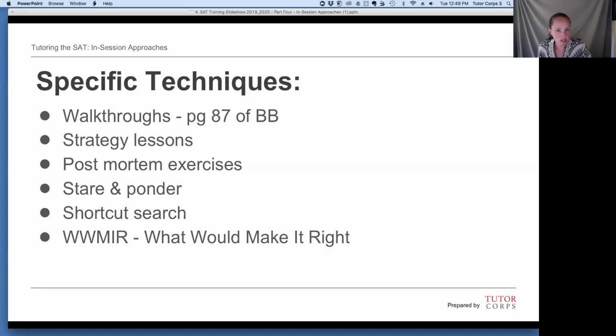The shortcut search is another low-key way of looking at a problem and trying to figure out the fastest and most efficient way it can be answered. And then the final technique I'll discuss is the WWMIR technique, which involves looking at the incorrect answer choices and asking yourself, what would make these answer choices right? Mainly it's meant to help students start understanding why the College Board includes specific answer choices to throw them off and what mistakes they're expecting students to make.